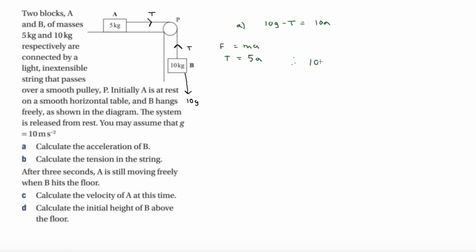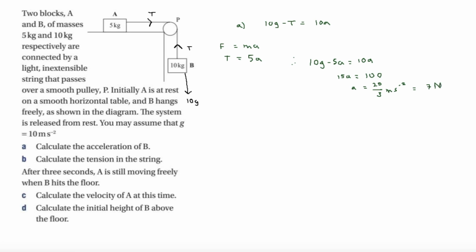So now we've got that, we can therefore put this as 10G minus 5A is equal to 10A. Therefore 15A is going to be equal to 10G, and it says we can assume that G is equal to 10 meters per second squared, so that we can assume that is 100. Therefore A is going to equal 20 over 3 meters per second squared, which we could round to just 7.